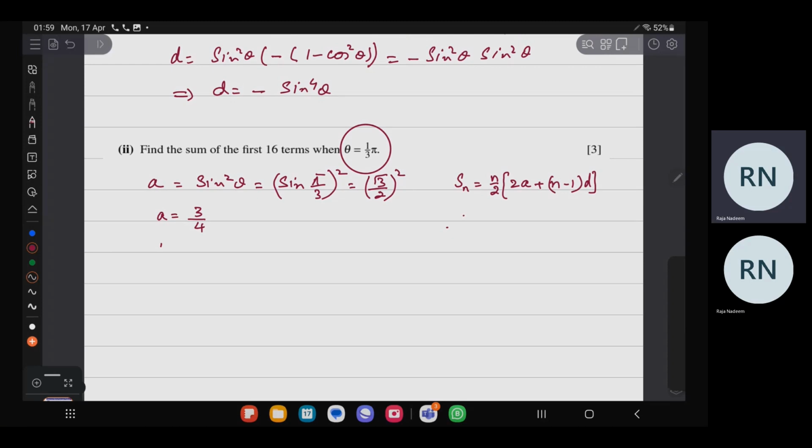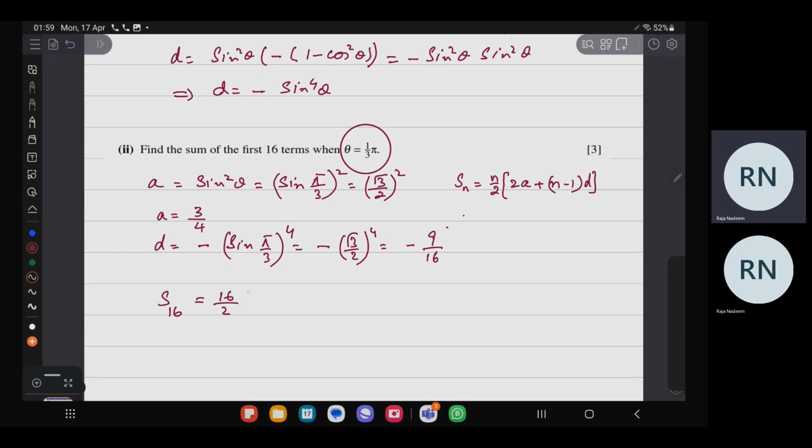Likewise, we find the difference. As we found in the previous part, it is minus sine 4 of theta. So we write sine pi by 3 whole power 4, minus root 3 by 2 power 4. So it is 9 over 16. So this is the difference. We have D and we are finding the first 16 terms. It means N is 16.